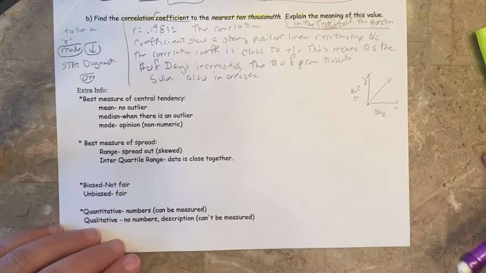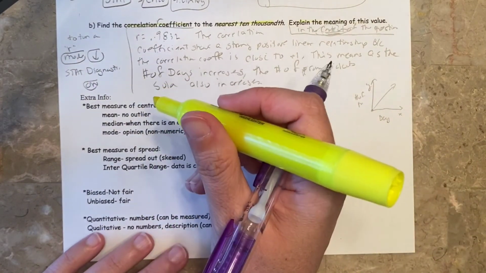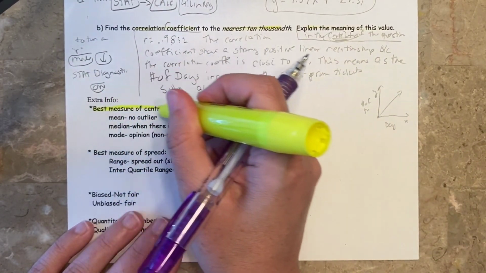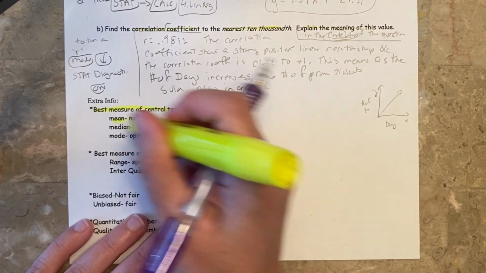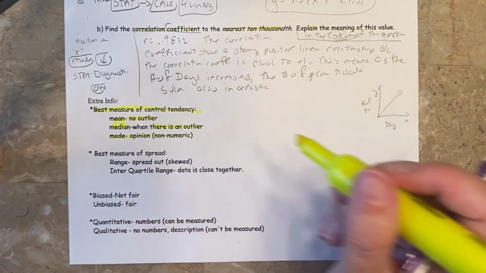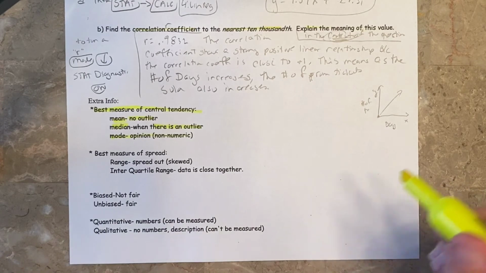All right, the last little bit is just a little bit of highlighting. It's just basically going over what we just learned and what we talked about today. So the best measure of tendency. We talked about when there is no outlier, that's when you use your mean. When there is an outlier, you use the median. And the mode is used for something like an opinion, like what's your favorite class, what's your favorite ice cream, what's your favorite book, things like that.